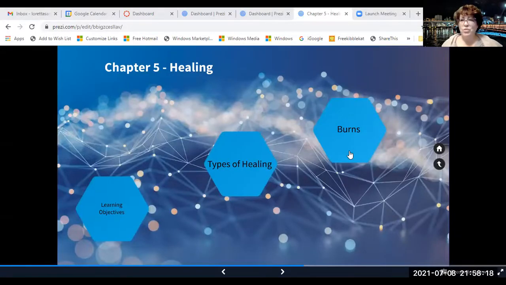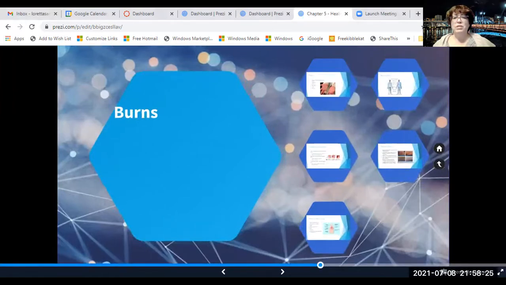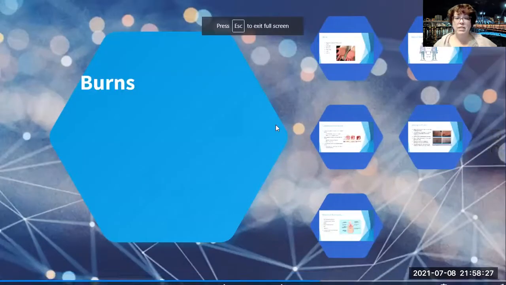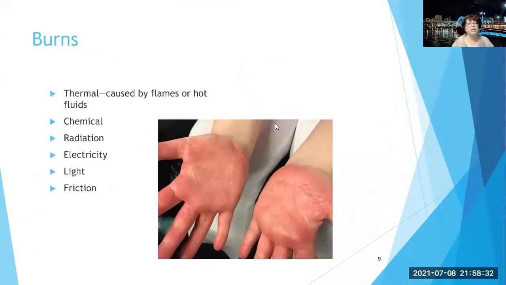So the last part of tissue healing we're going to talk about is burns. Burns are sort of a special type of injury with special types of healing. Burns can be either thermal, caused by flames or hot fluids, or non-thermal, including chemical, radiation, electricity, light, like sunburns, and friction, like a rope burn. So all those different things can cause burns.